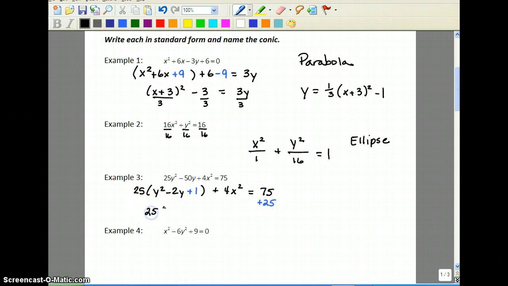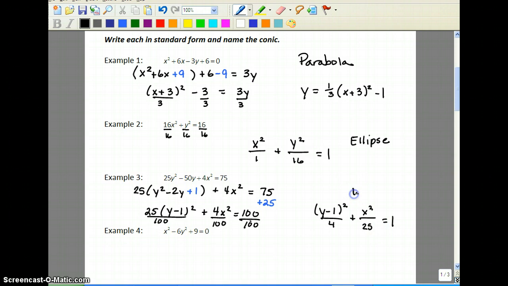So it's 25 times (y minus 1) squared plus 4x squared equals 100. I have coefficients, so this needs to equal 1, so we'll divide everything in the problem by 100. We end up with (y minus 1) squared over 4 plus x squared over 25 equals 1, and again that's an ellipse. So it's important you know what it is you're graphing for the next chapter, or the next section.